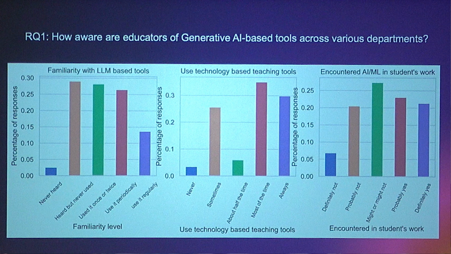And then on the far right, encountered in students' work. So this is perceived, whether they've encountered it. So at the far right, they've definitely encountered it. That's still a perception of whether they've definitely encountered it. But most responses are like, I'm not really sure, because a lot of us aren't exactly sure how to detect whether it's been used or not.